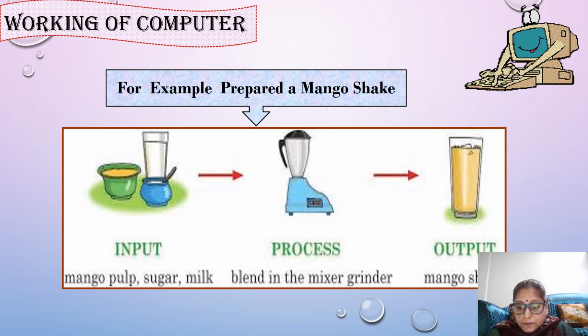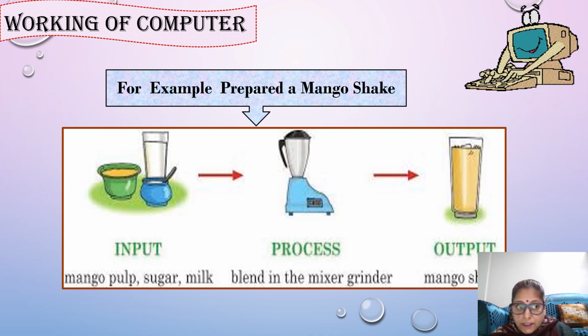Then after that, the mango shake is ready, right? You put it in the glass and you will get the result. What? Your mango shake is ready. So this is your output, right? If you get it in your glass, that thing we call output. So this is the first example of the IPO cycle, means input, process, output.